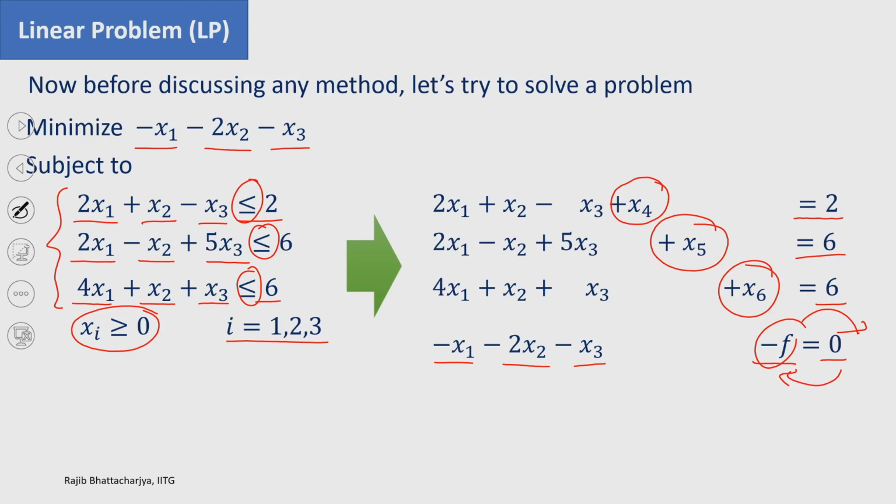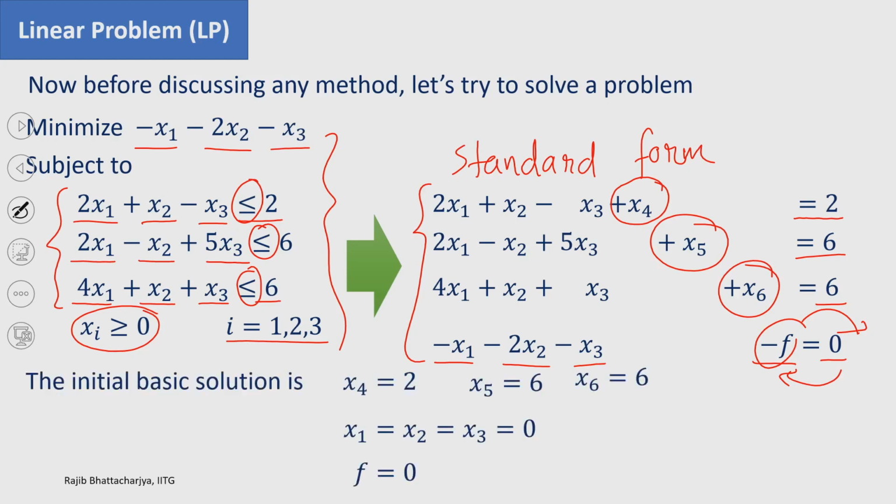Therefore, this is minus f equal to 0. Now I have these equations. I have converted this optimization problem to standard form, so you are getting this optimization problem in standard form.